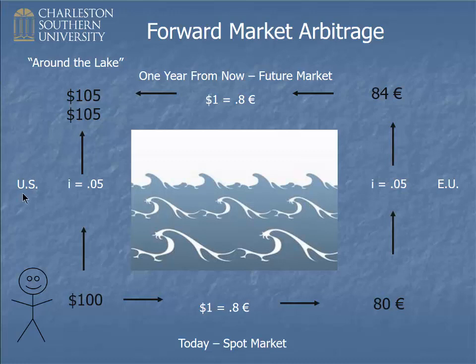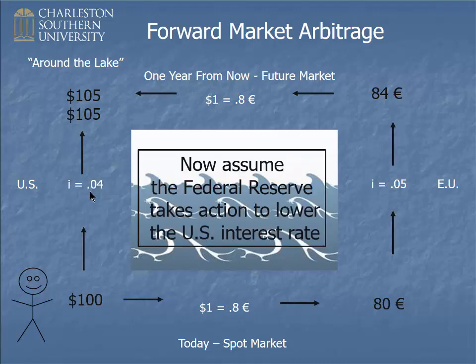Let's say that the Federal Reserve in the United States takes action to lower the interest rate in the United States. Come on, we do that all the time. So let's move this interest rate to 4%. Now this person in the United States with $100 today tries to invest it in the United States. They won't get $105. Instead, they'll get only $104. Of course, going the other way around, they could still get $105. So what do you suppose people will do? This is a logical inconsistency. People won't be eager to park their money in the United States because it's better to park it over here and convert it back into dollars later.